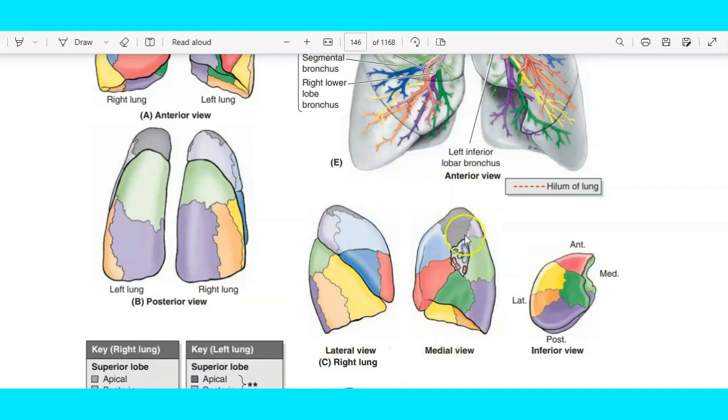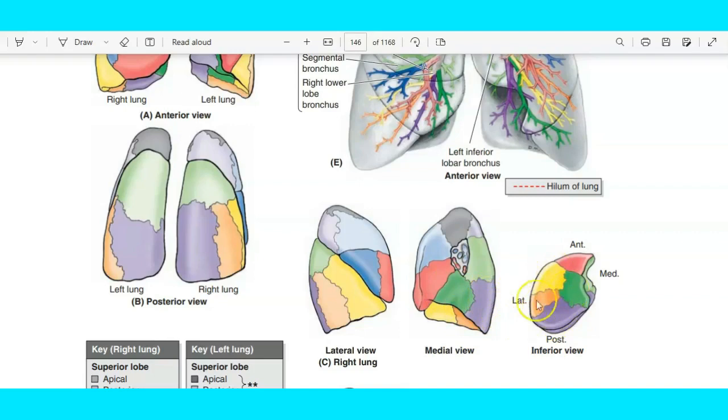So when we go to the medial view, what are we going to see? This is the superior lobe, right? This is the middle lobe, right? And this is the inferior lobe, right? So for the superior lobe, you have what? The apical segment, the anterior segment, and the posterior segment, right? And then for the middle lobe, we have the medial segment and the lateral segment. While for the inferior aspect, we have the anterior segment, the medial segment, the lateral segment here, and the posterior segment.